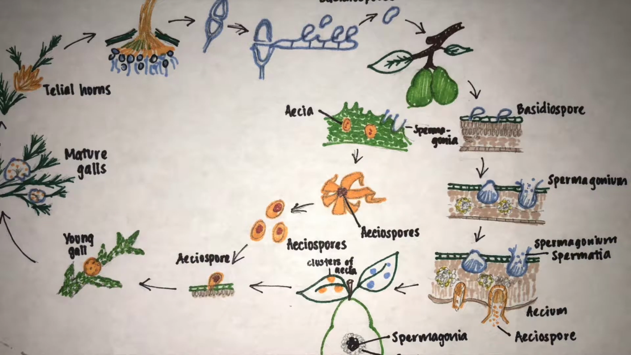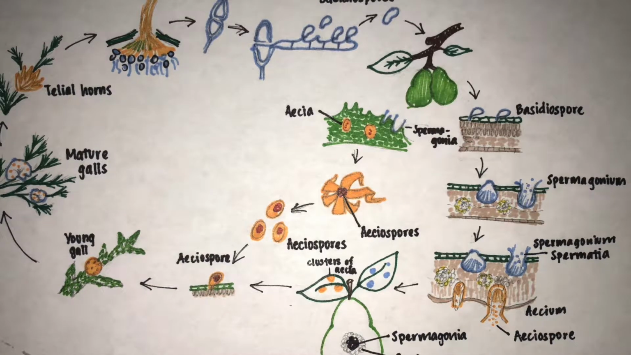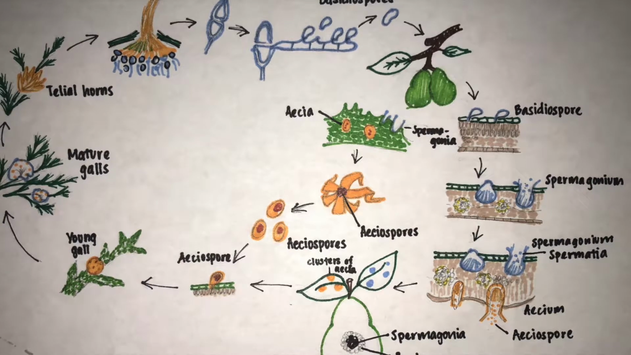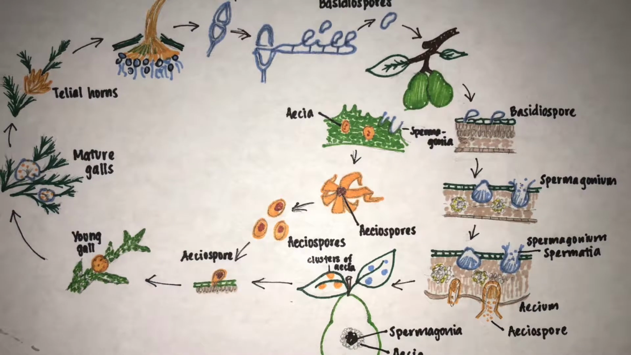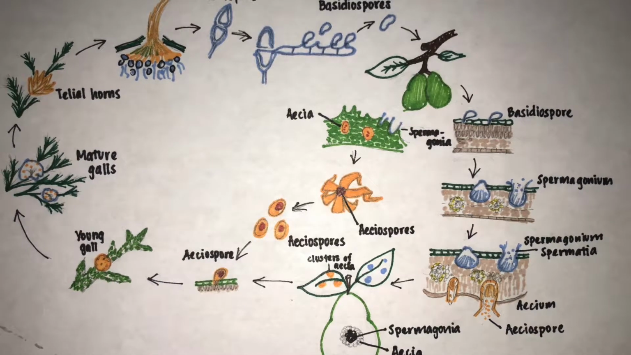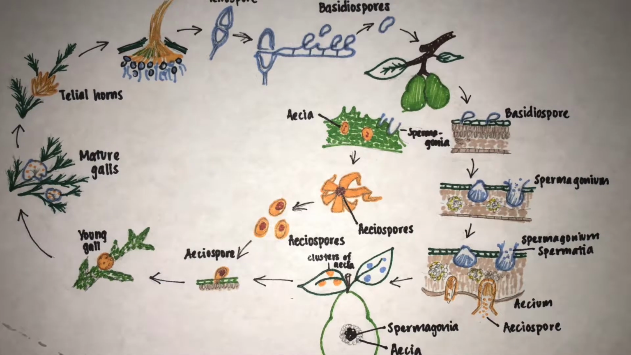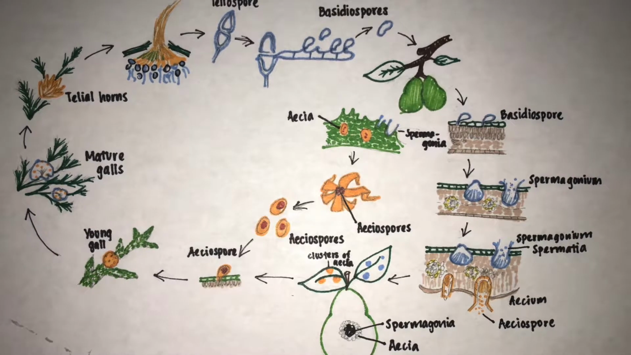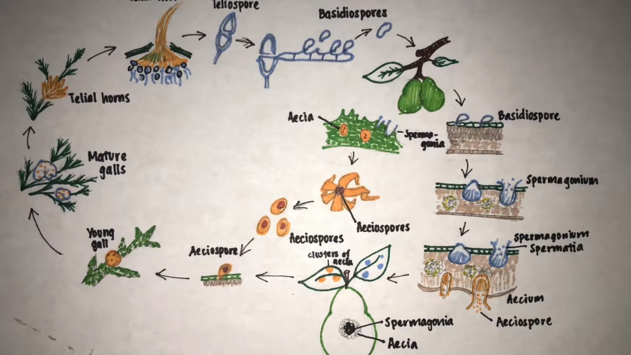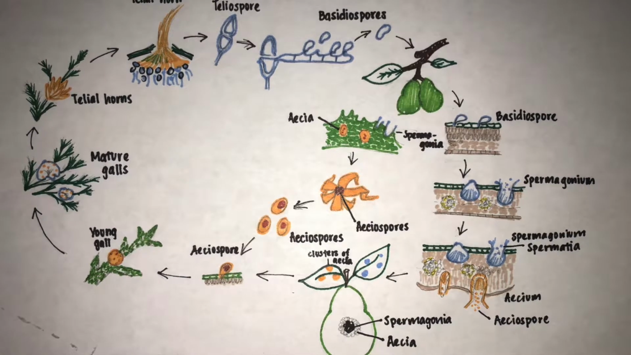Starting at the telial swellings on the cedar, they contain two-celled teliospores. When the teliospores germinate, they produce basidiospores, which are released and infect the pear tree that it lands on. 7 to 10 days after infection, symptoms of spots or swellings develop. A few days later, spermagonia, seen as tiny black dots, are formed within the spots. 4 to 7 weeks later, aecia are formed.